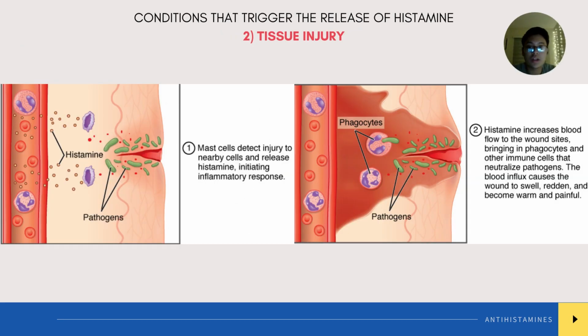And here we have another condition that triggers histamine release, and that is our tissue injury. So when tissue injury occurs, the damaged mast cells release chemical mediators, and among them is histamine, which affects the blood vessels and nerves in the damaged area.